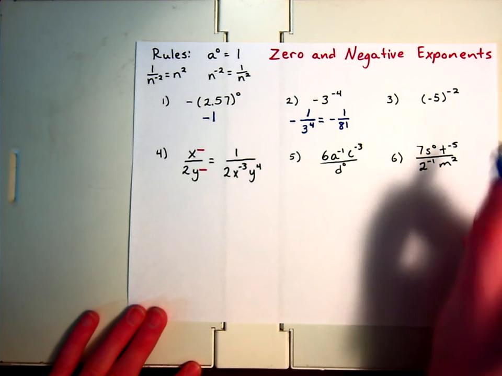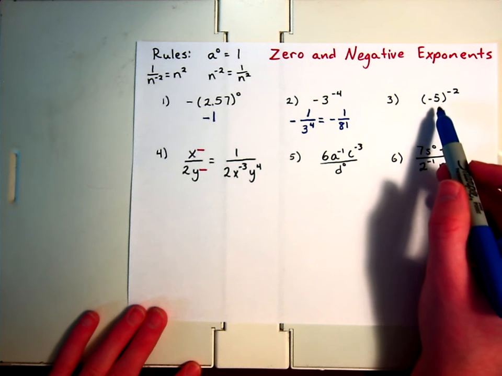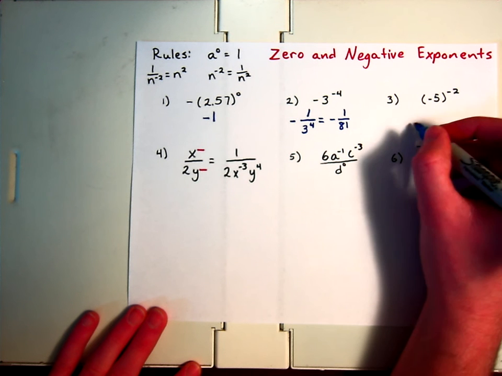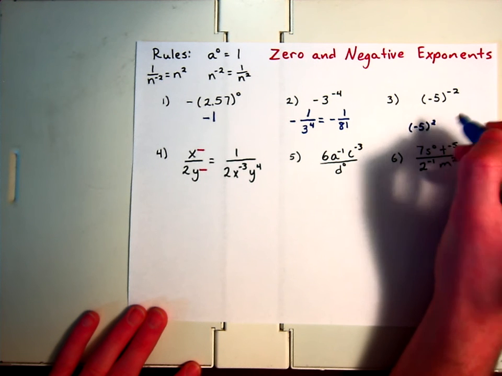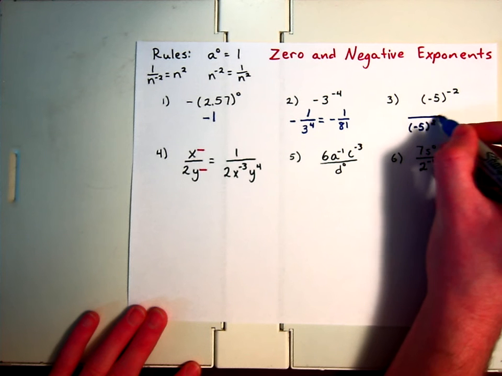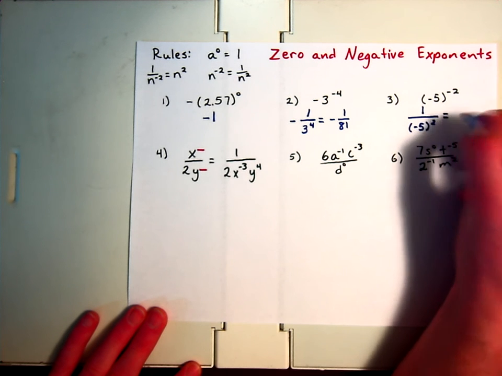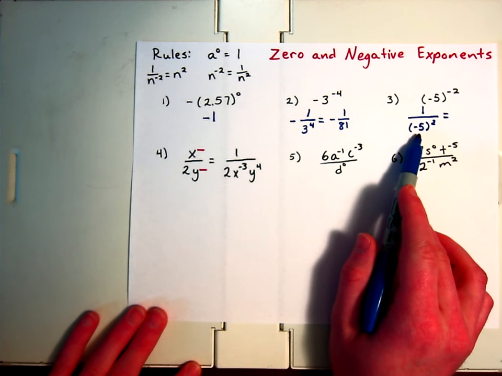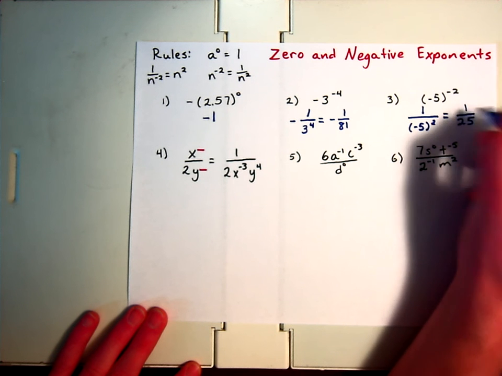For number 3, we see an example with the negative sign in parentheses. So again, we'll move it to our denominator. We're going to put negative 5 to the second power, because that negative exponent becomes positive, and it is underneath 1. From there, we can simplify: negative 5 times negative 5, since that's what it means with the negative inside of the parentheses. We will get positive 25 as our denominator and 1 as our numerator.